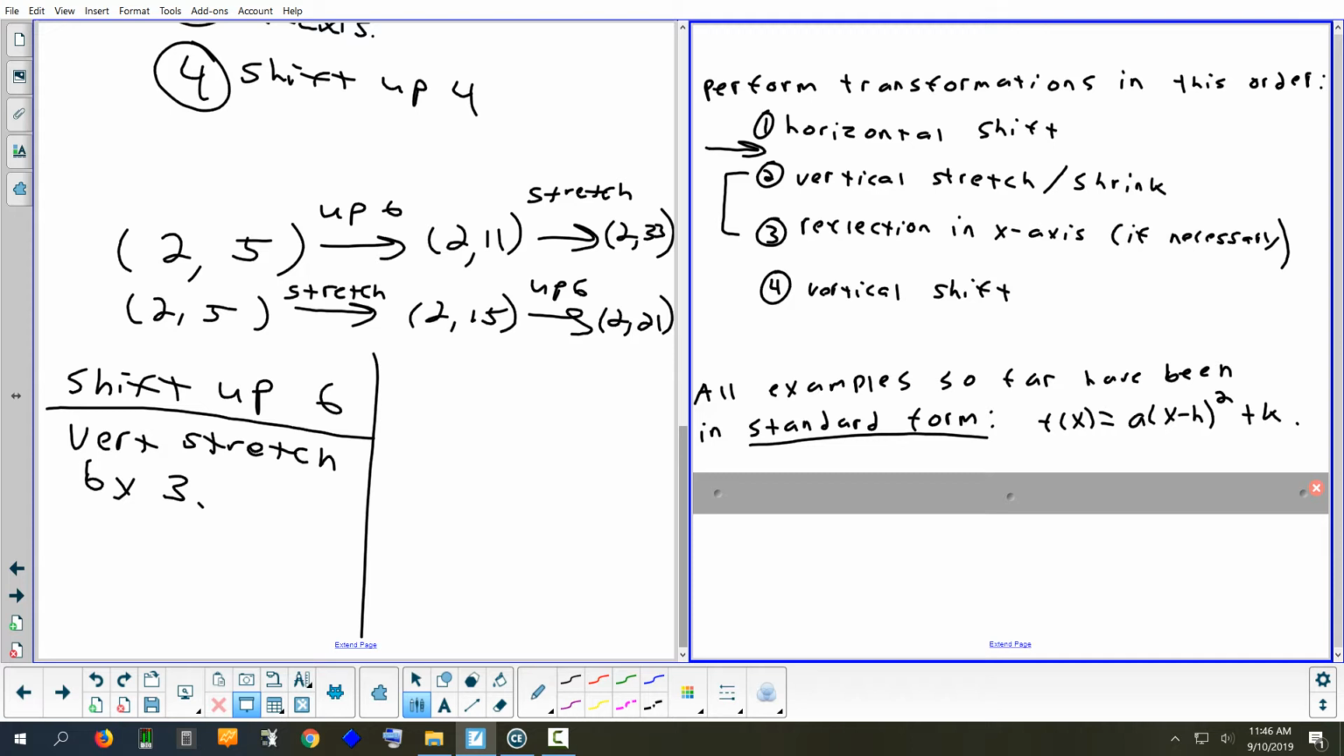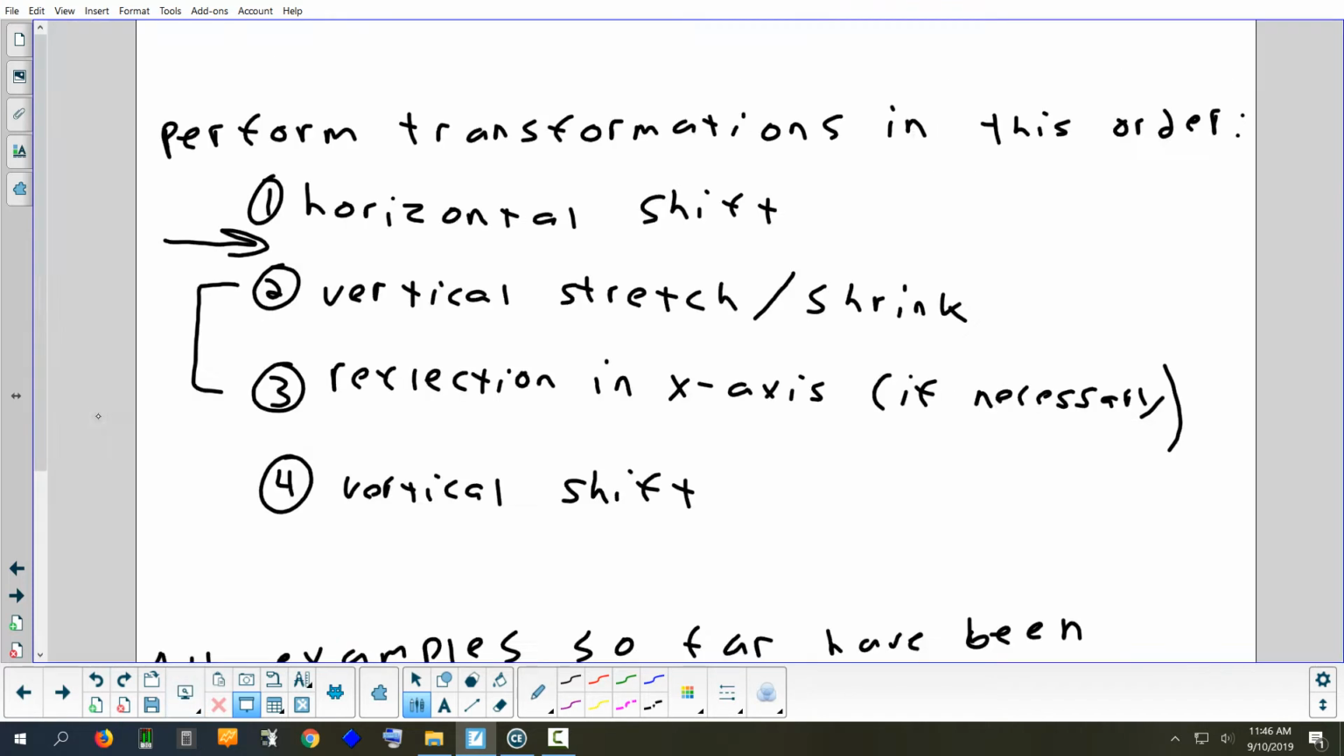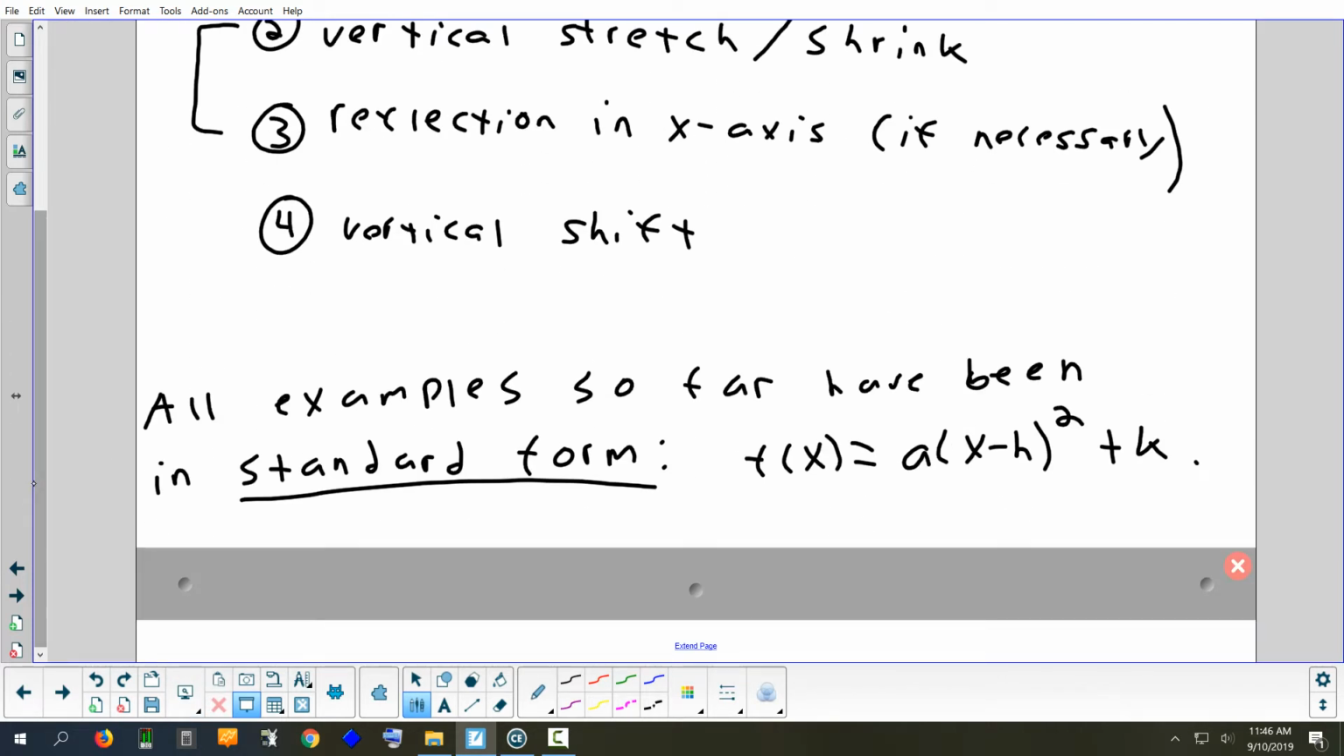Would it matter if you did vertical before you did horizontal? Technically no, as long as you do the vertical ones in the right order and the horizontal ones in the right order, because they're 2 totally separate things. One affects x values, one affects y values.